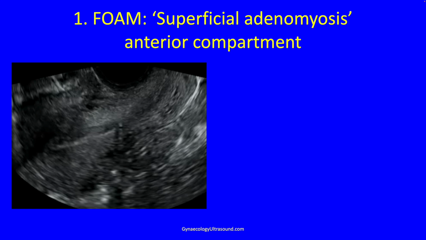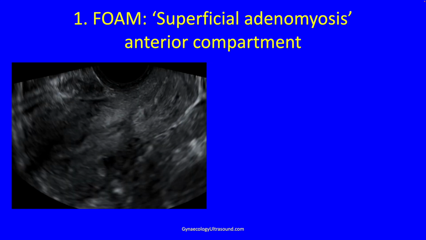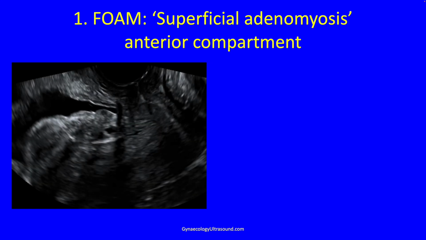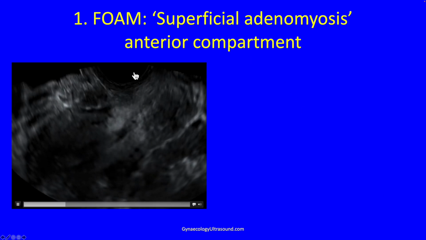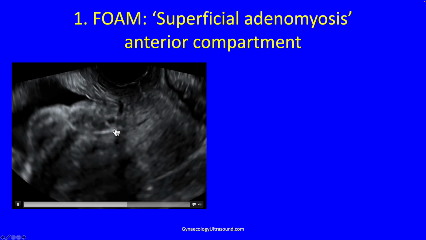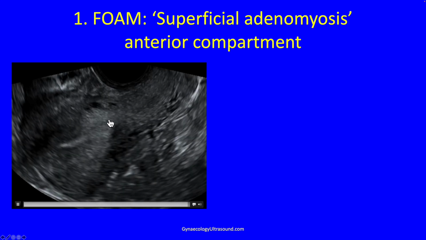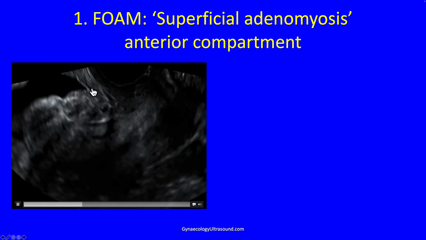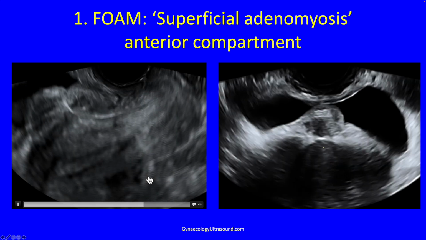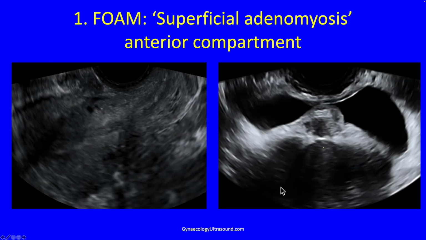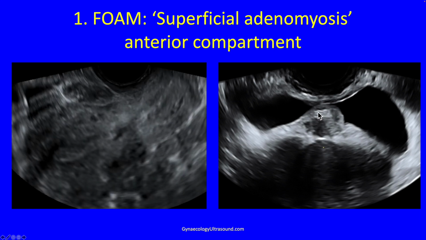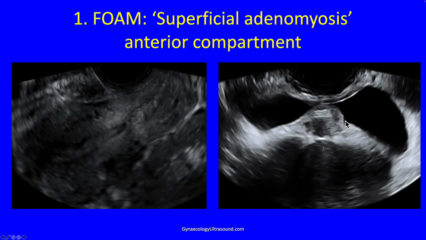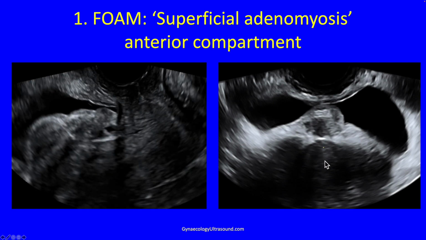So you can also have superficial adenomyosis in the anterior compartment, and this is an anteverted uterus, and you can see I'm pressing very, very gently with my TV probe. There's the bladder, and here is a lump of endometriosis that's gluing the bladder to the uterus. And on 3D, a lovely image, you can see the deep endometriosis nodule, and you can see it's not in the muscularis of the bladder, but it is in continuation with the uterus.